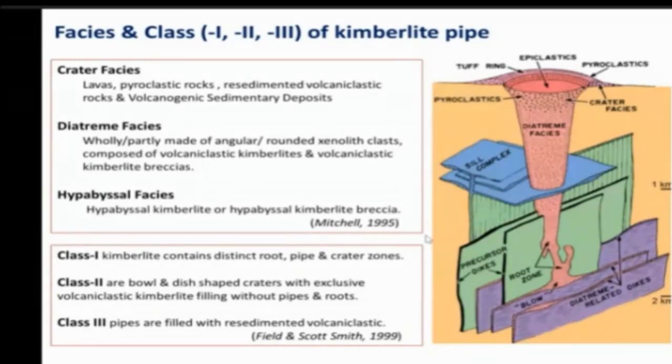However, recent studies suggest that not all kimberlite deposits can be represented with well-developed or well-preserved geometries of root, pipes, and craters. Depending on that, some studies term class two kimberlite where the pipe and the roots are not well preserved, and the diatreme craters are mostly eroded or dissipated. On the other hand, class three pipes are essentially defined if the craters are mostly represented by sedimented volcaniclastic deposits.